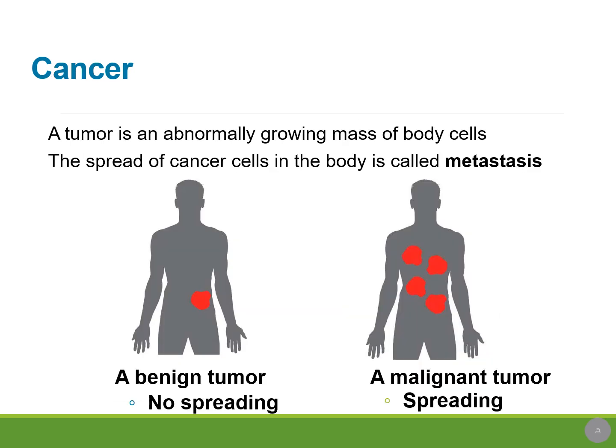When those cells form a tumor, the tumor is an abnormal growth of body cells. The spread of cancer in the cells of the body is called metastasis, and the metastasis can grow in different locations. Now, growth at new locations is not necessarily bad, but if it's a malignant tumor, it means that it is cancerous and it is spreading to different locations. A benign tumor means that there's no spreading. Benign tumors typically are not fatal because they do not spread. Malignant tumors can be fatal because they can spread.